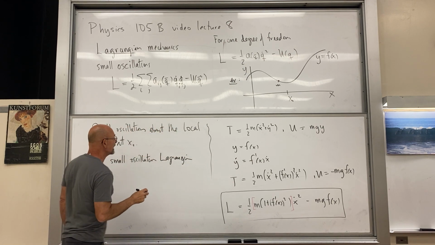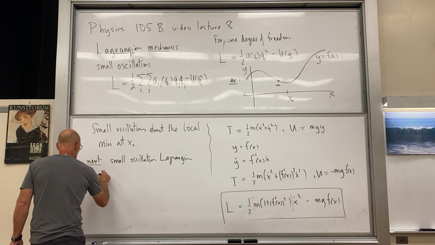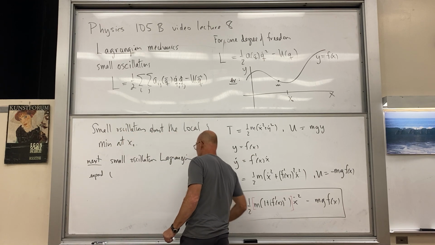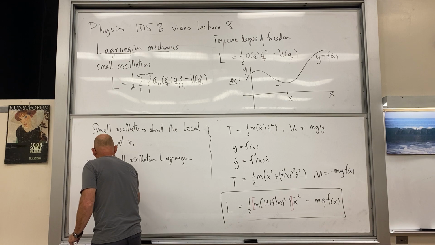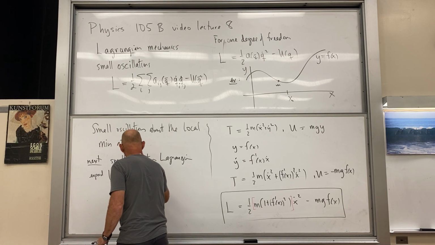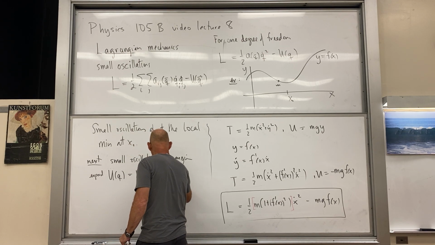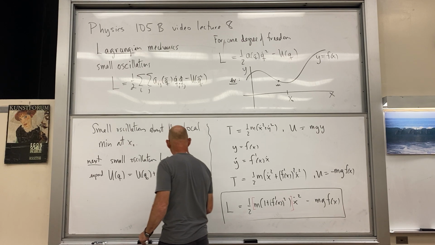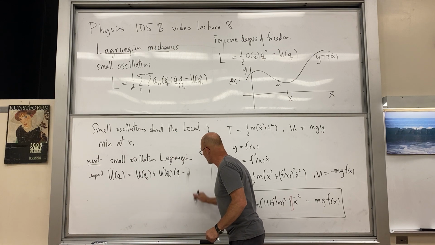What we do is we expand A of Q for starters. Actually, let's start with expand U of Q equals U of Q0 plus U prime of Q0 times Q minus Q0. It's not an X, that's a Q. Q minus Q0.